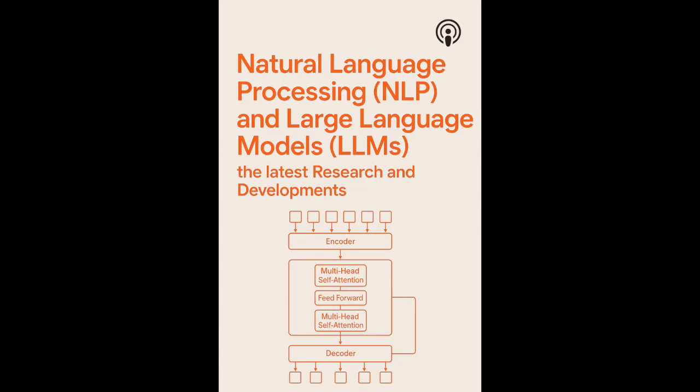Exactly. The solution is global normalization, often implemented using a conditional random field, or CRF, layer on top of the network. How is that different? A globally normalized model doesn't use softmax at each step. Instead, it calculates a score for the entire sequence of tags for the whole sentence. It considers all possible tag sequences and finds the one with the highest total score. So it looks at the whole picture before deciding.